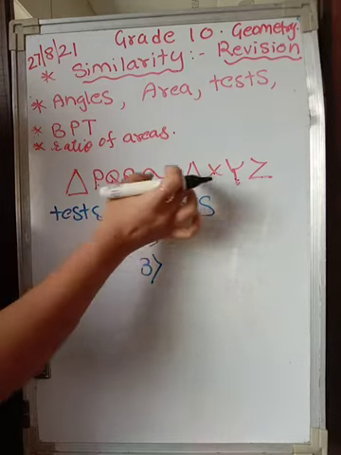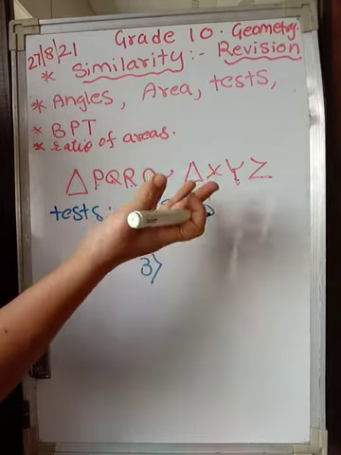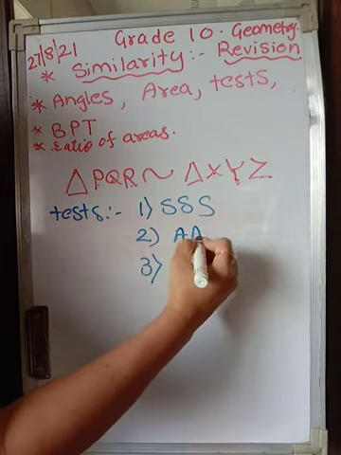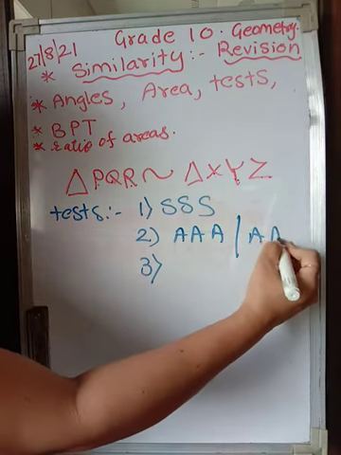When the 3 sides of one triangle are proportional to the 3 sides of another triangle, then the triangles are similar to each other. Second is the AAA test, isn't it? AAA, or this can also be called the AA test.